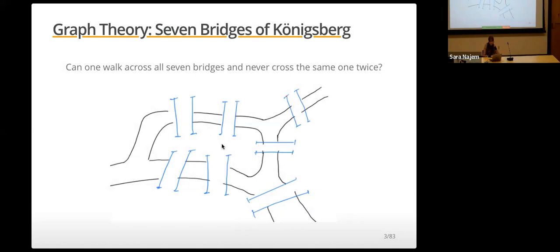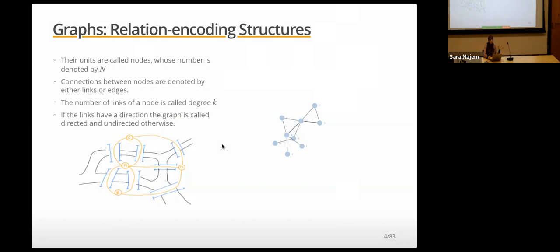There was this town which had seven bridges. And the question was, can one cross all seven bridges and never cross the same one twice? People were thinking about it, starting to draw a path and never finding solutions. It was not before Euler's contribution, changing the lens through which the problem was seen and casting it as a graph theoretic problem. His observation was very neat.